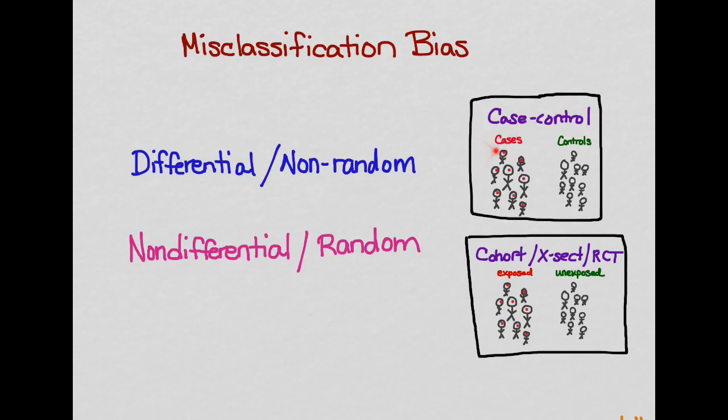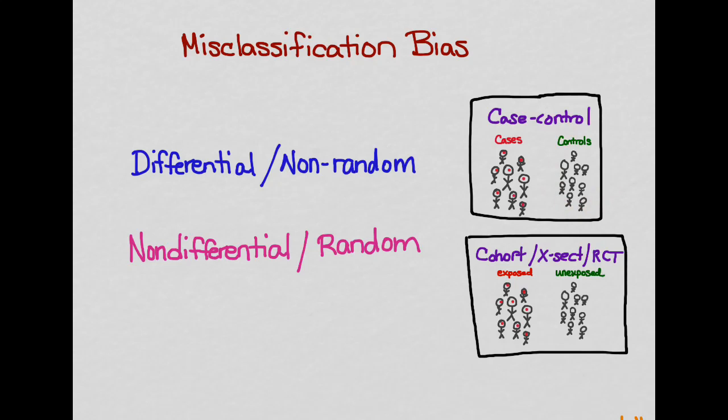Okay, so we have schematics over here, and so these just show the designs of the case control and then the cohort, cross-sectional, or RCT, where in each of these designs you've got two groups that you're comparing. In case control, it's the cases and the controls, and then in the other designs, it's the exposed group versus the unexposed group. And so for differential or non-random misclassification bias, the misclassification of the exposure or disease occurs differentially in either one group or another.